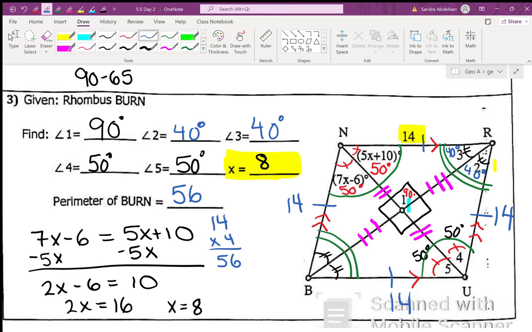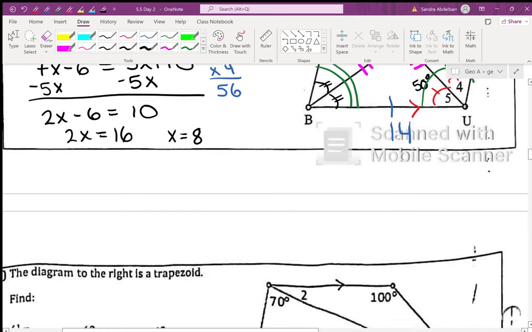Y'all need to memorize the properties. It is going to be very tragic, your grades on this quiz and test, if you do not memorize the properties. All right, let's keep going.